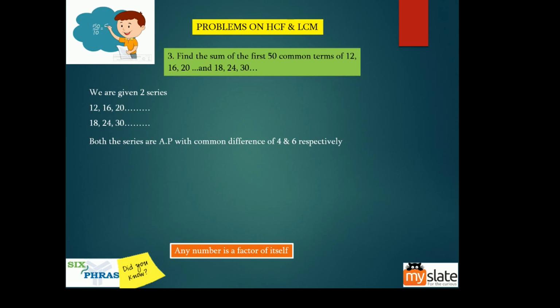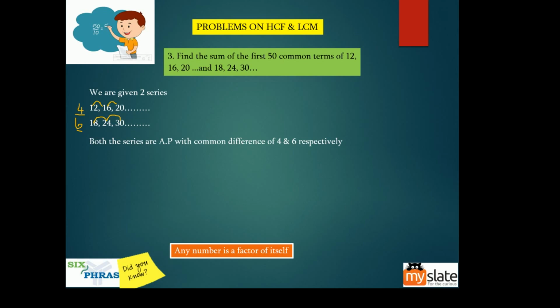The common difference in the first series is 4. Right? The common difference in second series? It is 6. 24 minus 18 is 6. 30 minus 24 is 6. 16 minus 12 is 4. 20 minus 16 is 4. So the common difference between them are this. Now you have to find the sum of the first 50 common terms of these two series.